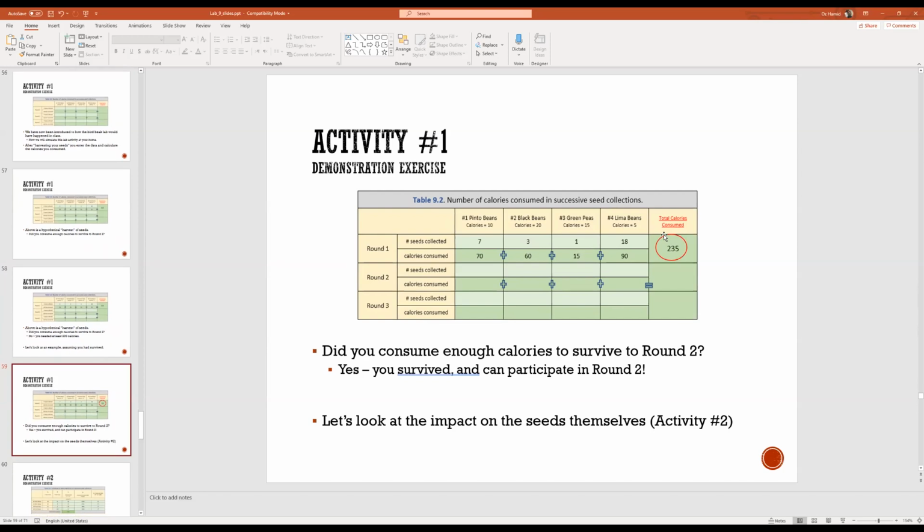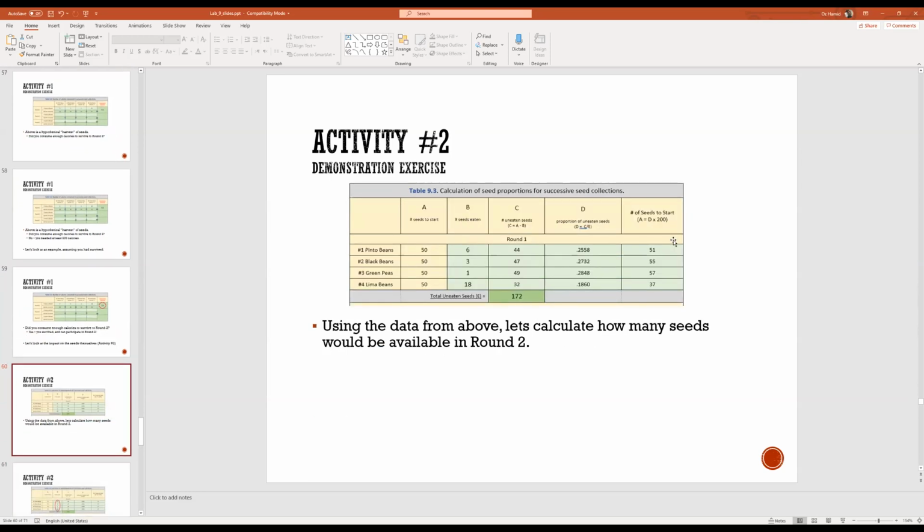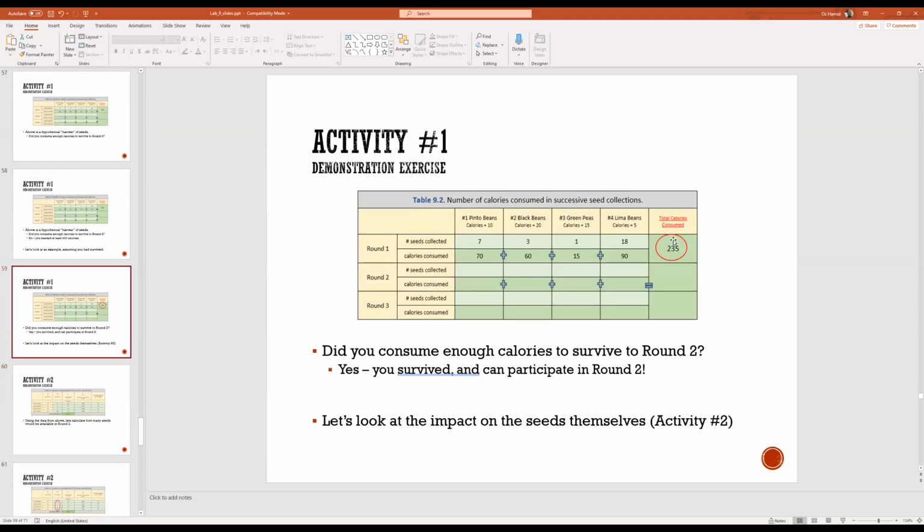So here's an example, assuming you have survived. You would have done the same thing. Say you collected 7 pinto beans, that's 7 calories consumed, etc. for the rest of the seed types. And then the total calories consumed are 235. Since that is over 200, you have survived to go on to round 2. So then you would go to round 2 and do the same thing.